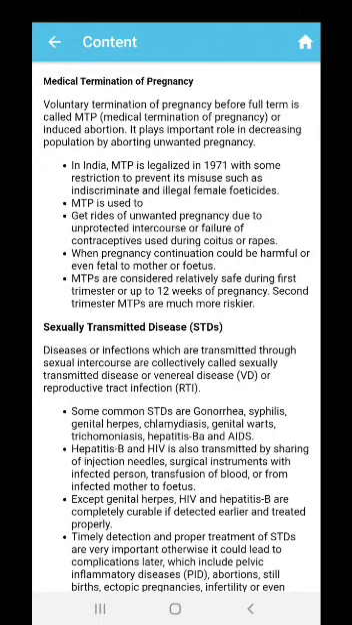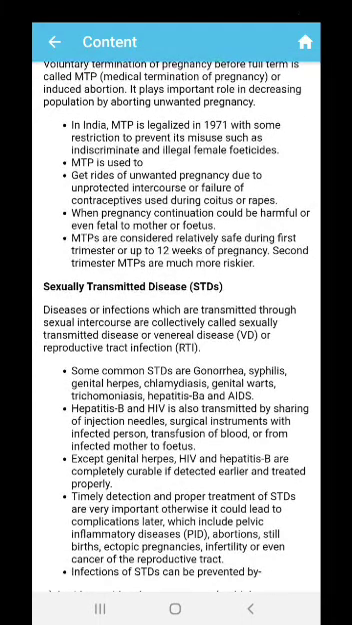Actually, the major reason MTP is used is to get rid of unwanted pregnancy. It may be because of failure of the contraceptive methods being used, or because of unprotected intercourse, or sometimes in cases of rape. And the second reason is that sometimes the child developing inside the womb of the mother becomes very dangerous for the life of the mother, because of the harmful effect of the fetus. In such cases MTP, the medical termination of pregnancy, is done.